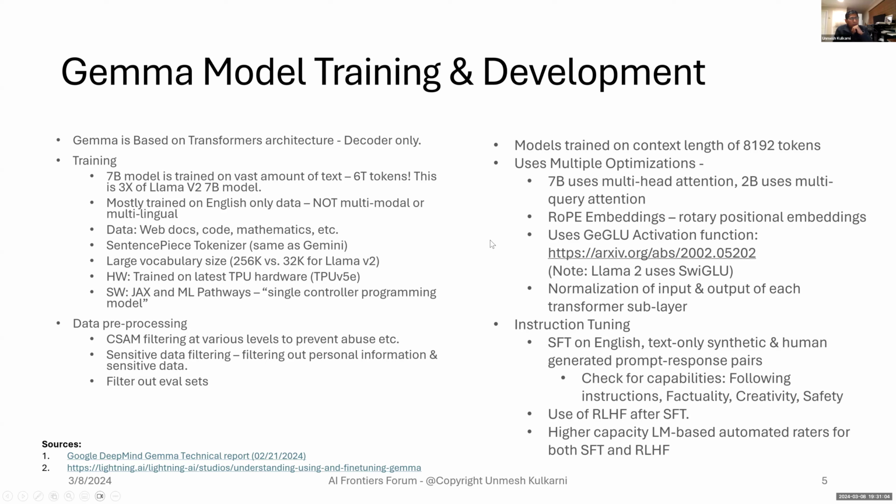Let's go to the bullets on the right side. We're not going to go through all of these. These are fairly technical details, but the context length is 8192 tokens, which is fairly large. It is using multi-head attention, and we'll see some of that detail on the next slide, whereas the 2B is using multi-query attention. It is using rotary positional embeddings, which is similar to Llama. However, for the activation function, it is using something called GeGLU, which is different from what Llama used, which was SwiGLU.